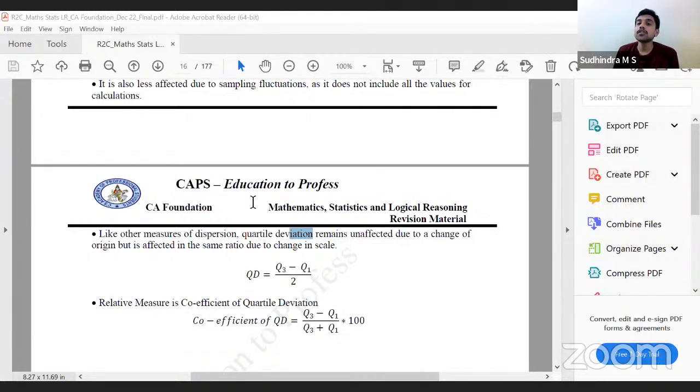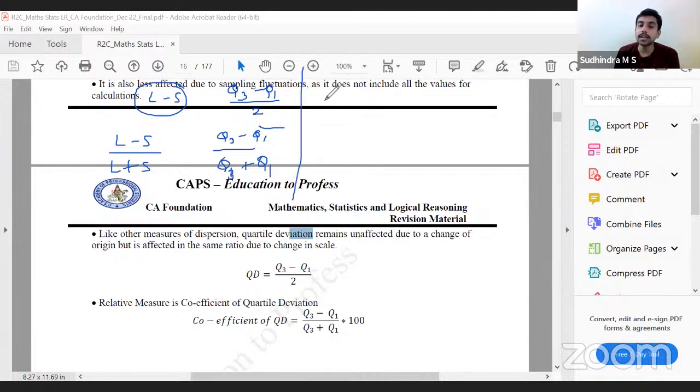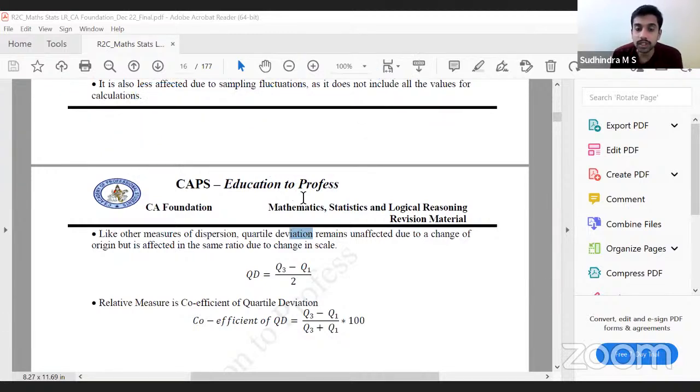Easy to remember. In case of range, we have L minus S, largest minus smallest. So coefficient of range is L minus S by L plus S. In case of QD, Q3 minus Q1 by 2. So its coefficient is Q3 minus Q1 by Q3 plus Q1. And in case of standard deviation and mean deviation, it is the measure divided by that particular measure of central tendency into 100. In case of standard deviation, we always use arithmetic mean, so that measure of central tendency is arithmetic mean into 100. So this is how we can easily remember the different relative measures of dispersion.